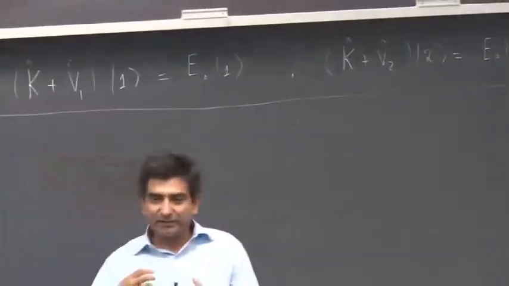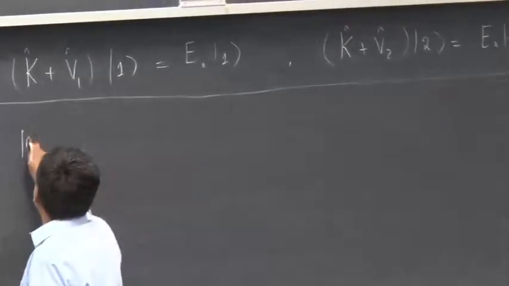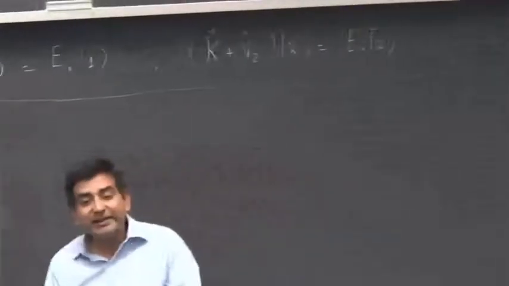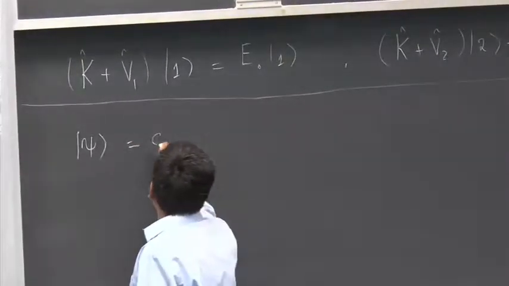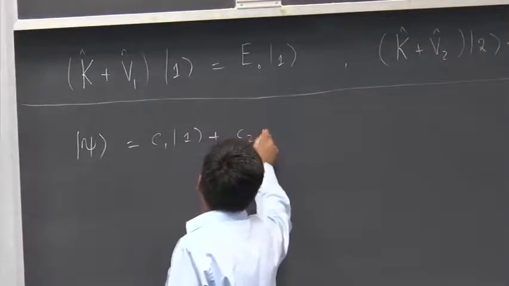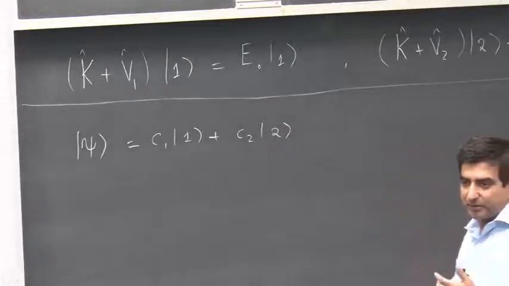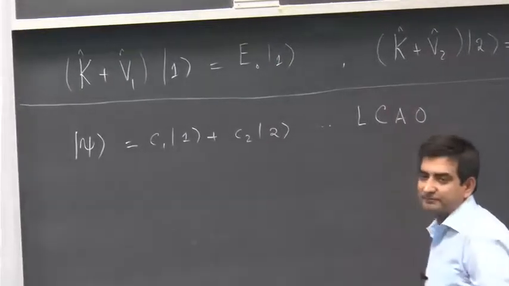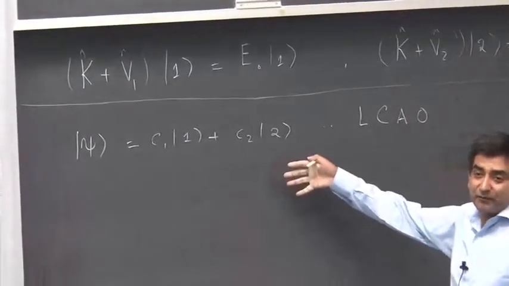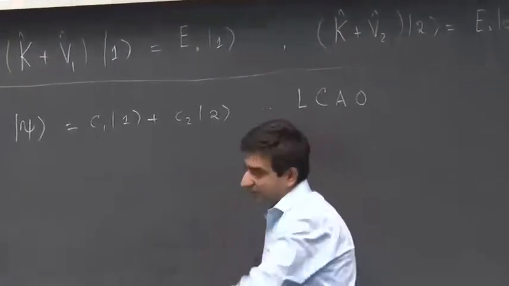Now, if those two nuclei come close together and the electron is now in the field of the two nuclei, suppose we form a linear combination of atomic orbitals. We propose a trial solution, C1 ket1 plus C2 ket2. We form a superposition of the two atomic orbitals. This is generally called a linear combination of atomic orbitals, and this is how we describe covalent and ionic bonding.